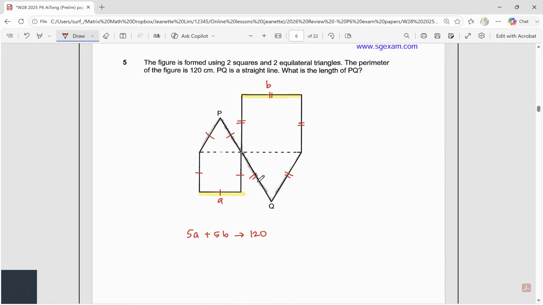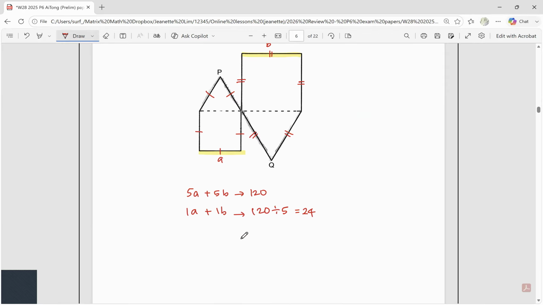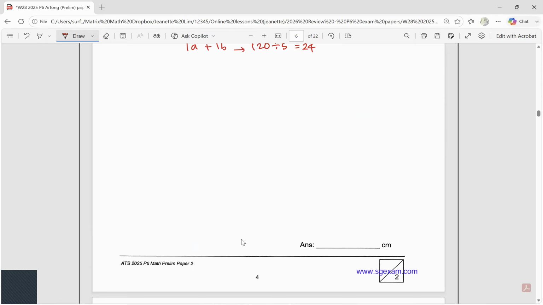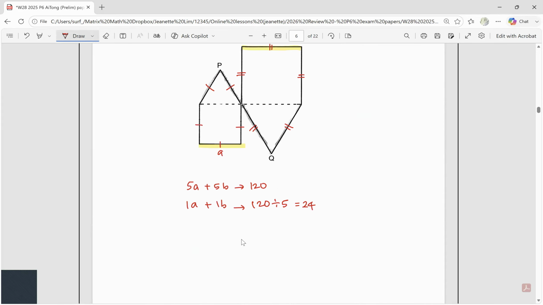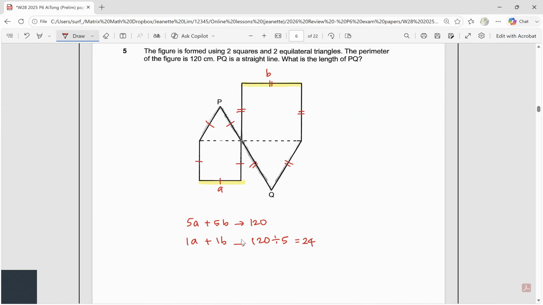From P to Q is made up of A plus B, 1A, 1B. So if I want 1A plus 1B, I'll take 120 divided by 5. Take note, divide by 5, not divide by 10. Because if I want to get 1A, 1B from this, I divide the whole thing by 5. Okay, so answer 24 cm.